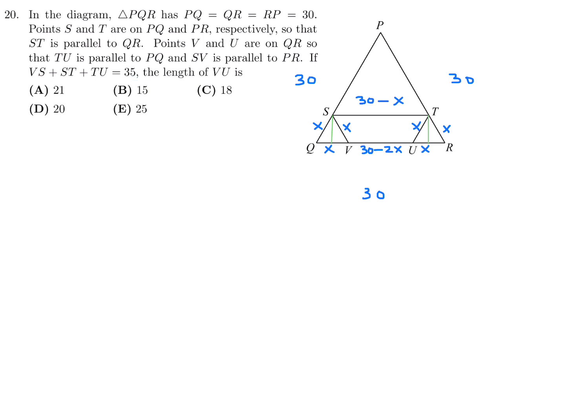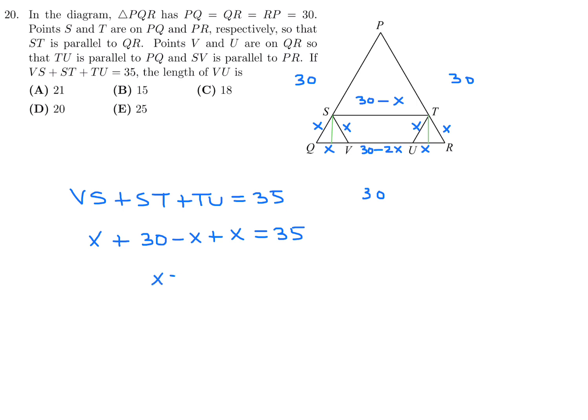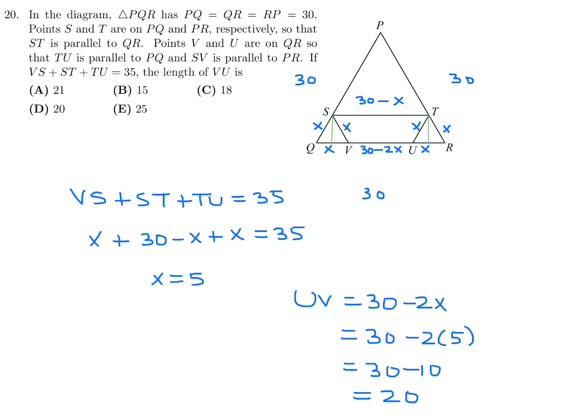Now we can use that piece of information. VS plus ST plus TU is 35. So VS I have labeled as x. ST I have labeled as 30 minus x. And TU I have labeled as x. And they told me that's 35. So when I solve this, I get x is equal to 5. All right, so my last step is to figure out the length of VU. VU is 30 minus 2x according to the labeling. So that's going to be 30 minus 2 times 5, which is 30 minus 10, which is 20. So number 20, the answer is 20, which is choice D.